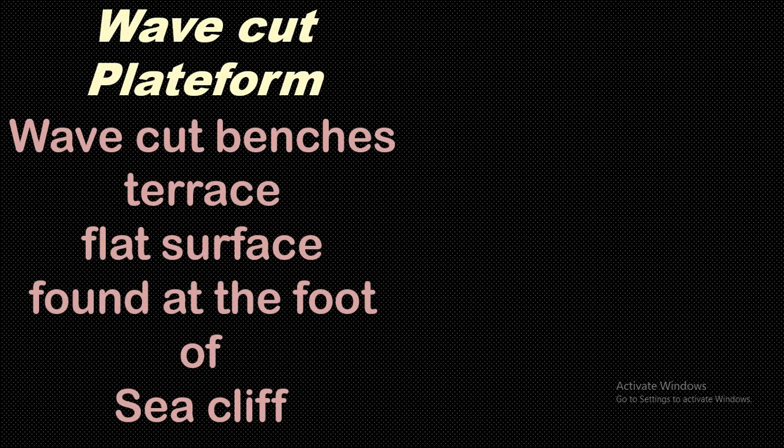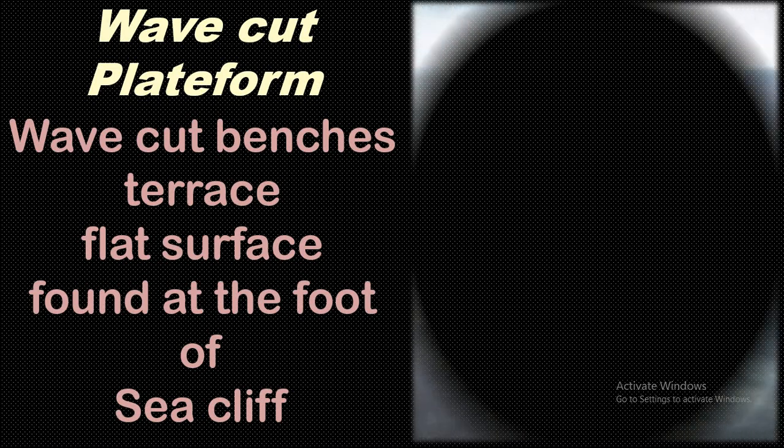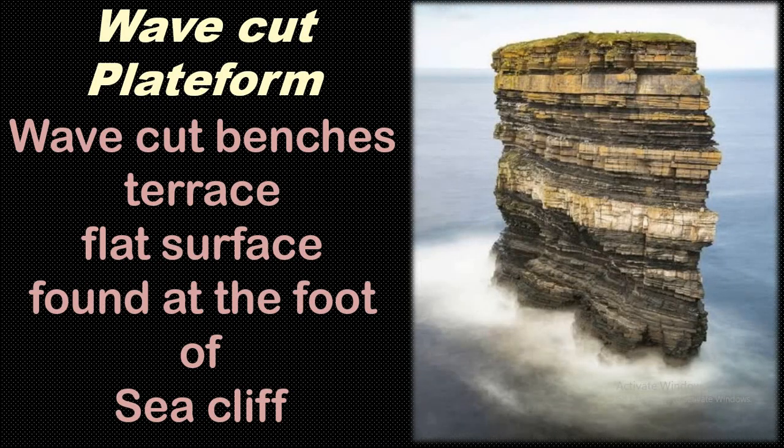Wave cut platform. Okay, we have seen sea cliff, sea cave and sea stack. So slowly, one after the other, when it is getting eroded, even the pillar also gets flat. That is what is a wave cut platform. Wave cut benches, terrace, flat surface found at the foot of the sea cliff. It looks like this.